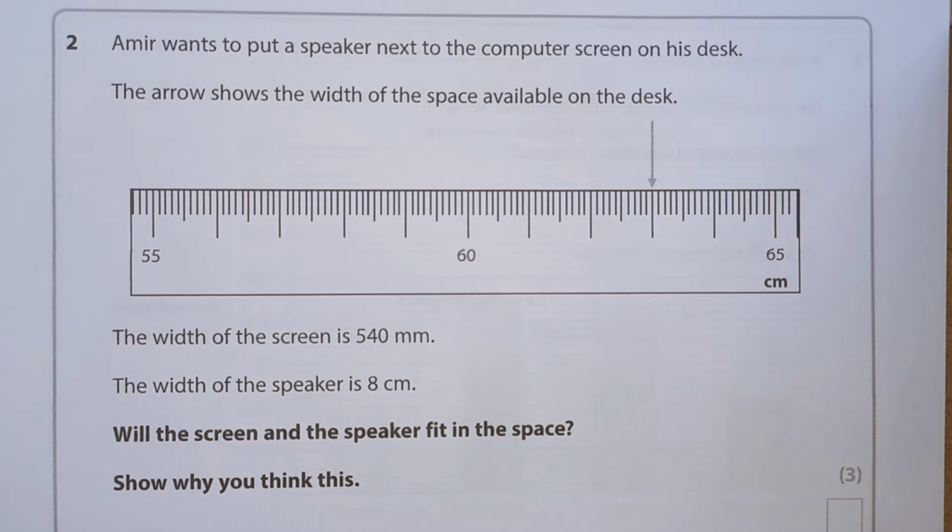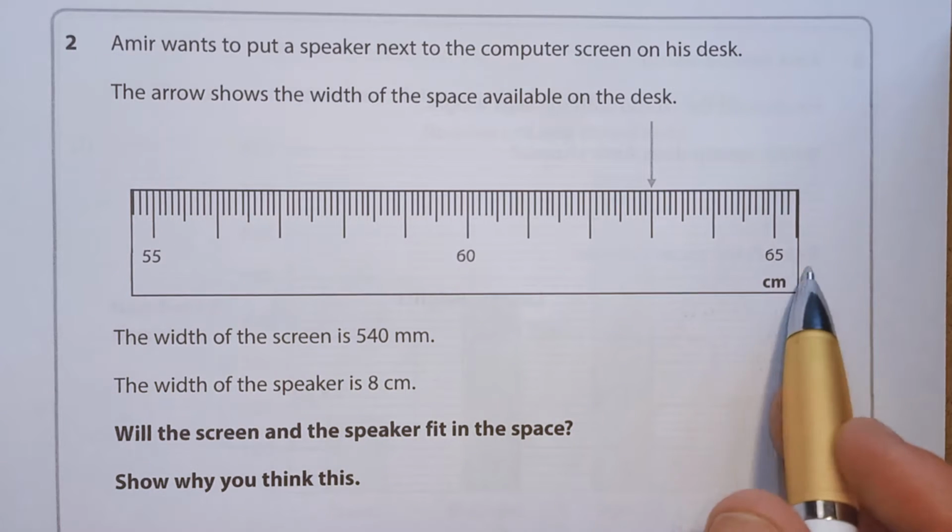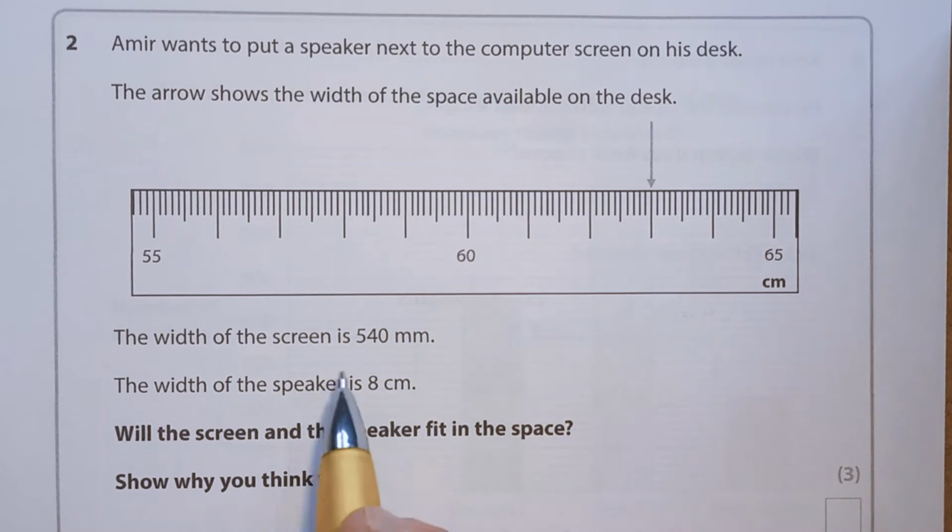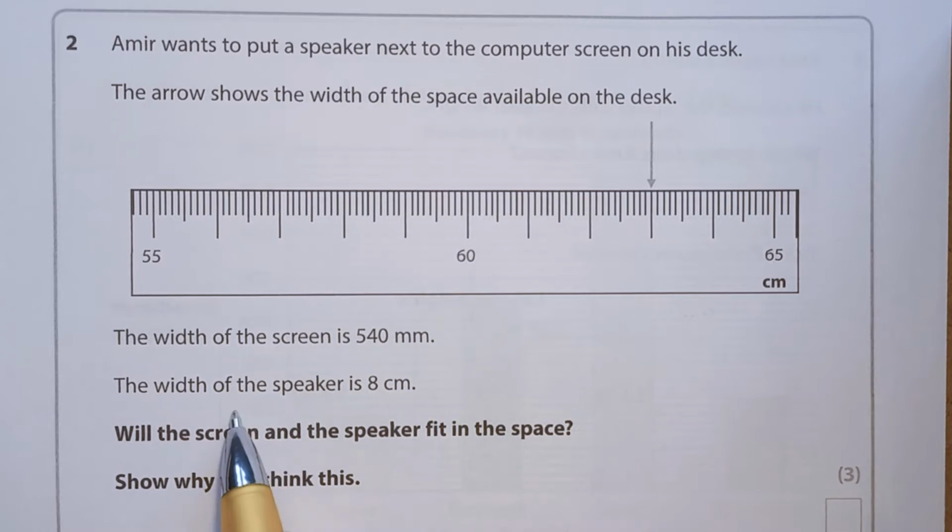Question 2. Amir wants to put a speaker next to the computer screen on his desk. The arrow shows the width of the space available on the desk. Okay, so here's our ruler. Here's our arrow. The width of the screen is 540 millimetres. The width of the speaker is 8 centimetres. Will the screen and the speaker fit in the space?